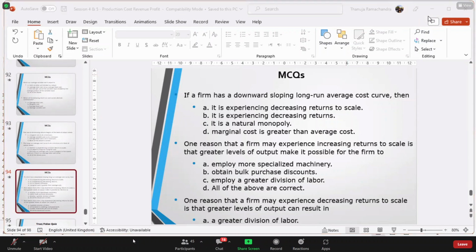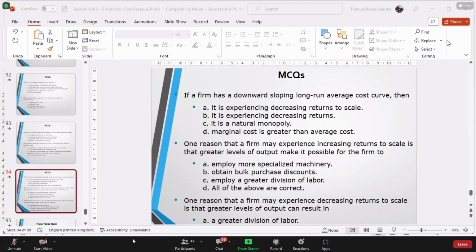Means it is experiencing decreasing returns to scale. Is it the correct answer? No. It is actually experiencing increasing returns to scale. Decreasing returns is the other side, where the graph is upward. Downward slope, no, it's positively sloped. It's upward, right? So the first and second one, it is experiencing decreasing returns.